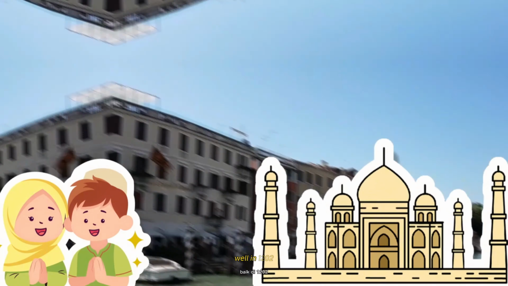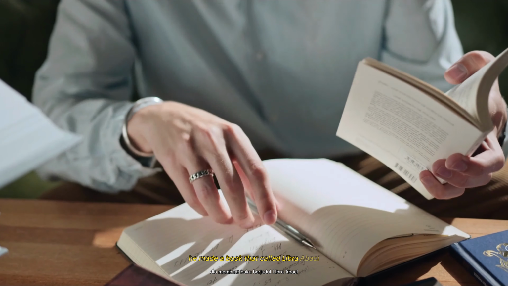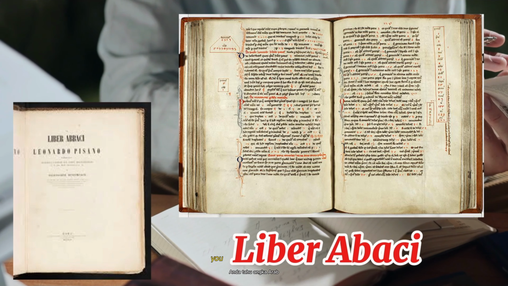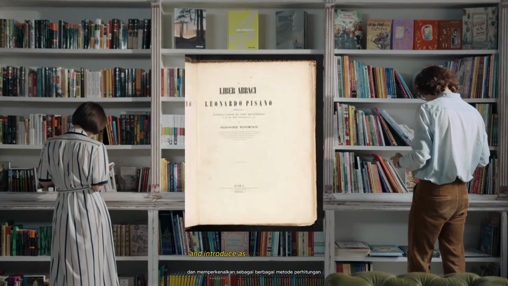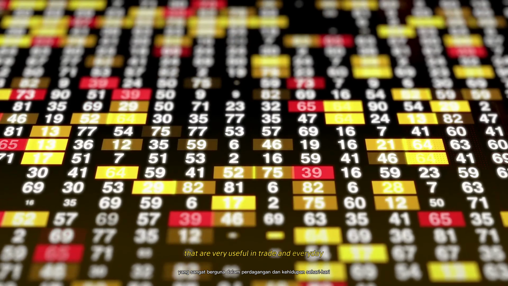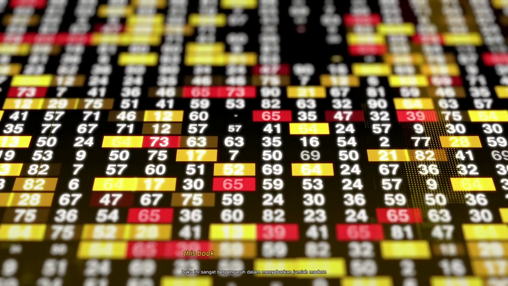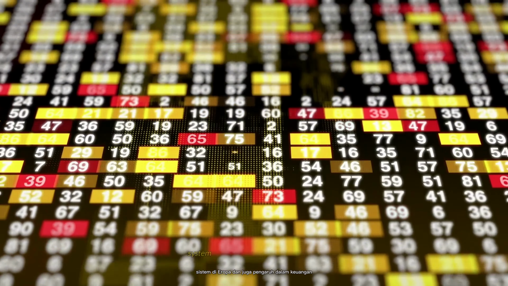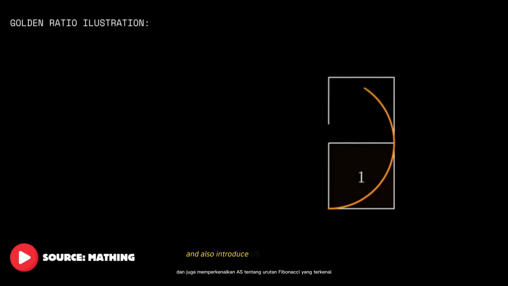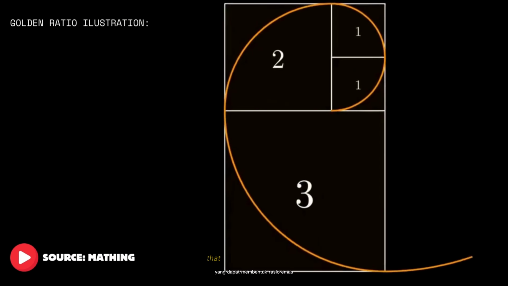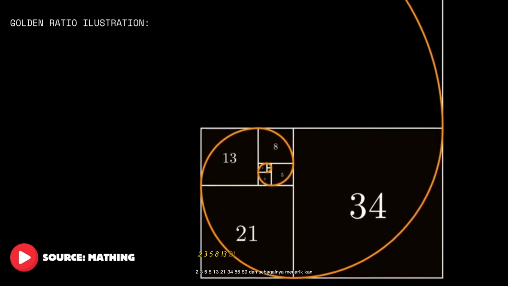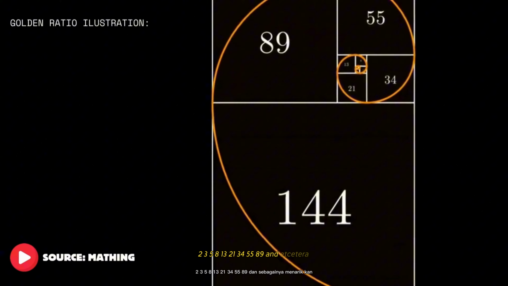Well, in 1202, he wrote a book called Liber Abaci. In this book, Leonardo da Pisa, or Fibonacci, explained the advantages of Hindu-Arabic numbers and introduced various methods of calculation that are very useful in trade and everyday life. This book was very influential in spreading the modern numeral system in Europe and also influenced finance. It also introduced us to the famous Fibonacci sequence, which can form a golden ratio, with the numbers 1, 1, 2, 3, 5, 8, 13, 21, 34, 55, 89, and so on. Interesting, right?